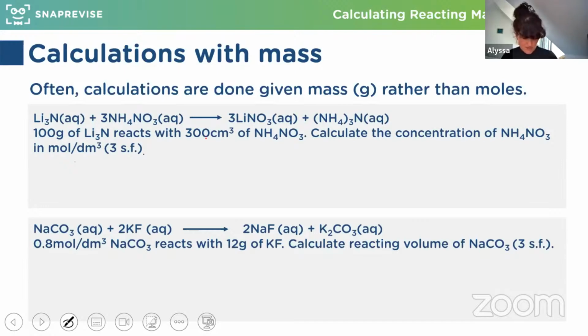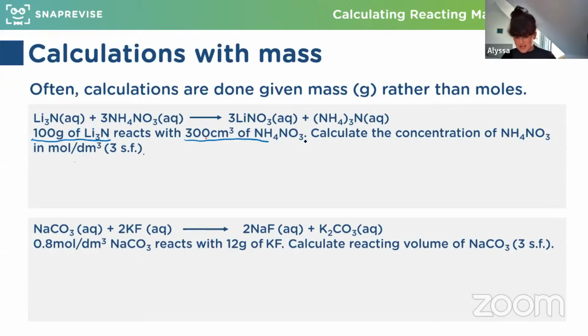So let's have a look at this one. Trilithium nitride and 3 lots of ammonium nitrate react together to form lithium nitrate and ammonium nitride. 100 grams of lithium nitride reacts with 300 centimeters cubed of ammonium nitrate. Calculate the concentration of ammonium nitrate in moles per decimeter cubed. So again, let's think about what information we've got. We've been given a mass of lithium nitride, and we've been given a volume. They want us to calculate the concentration.